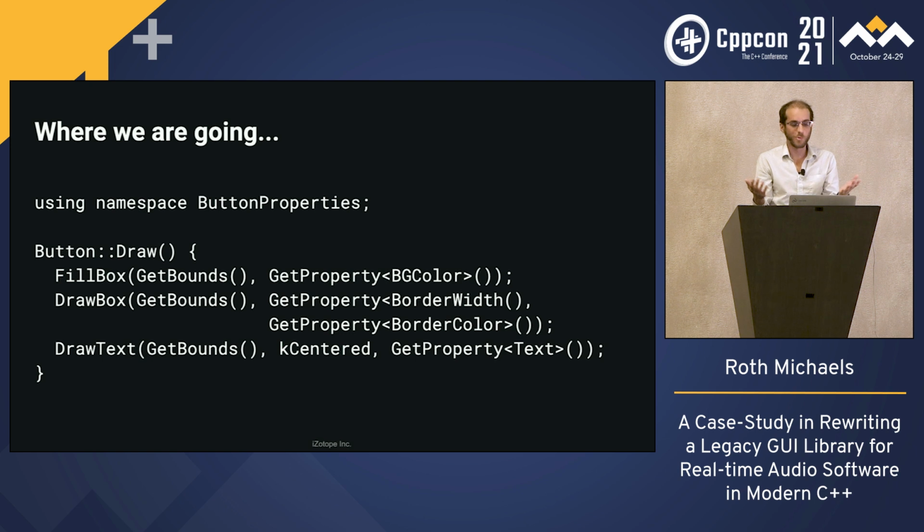And here's how getting properties might look. In some draw function, you might have a fill box, draw box, and draw text that do some stuff. This get bounds is just getting the size of the thing. And we can get the background color, border width, border color, and return those values and use them as needed. And we haven't had to worry about actually declaring any of the members or anything like that.